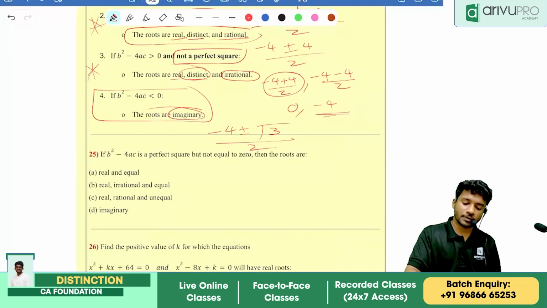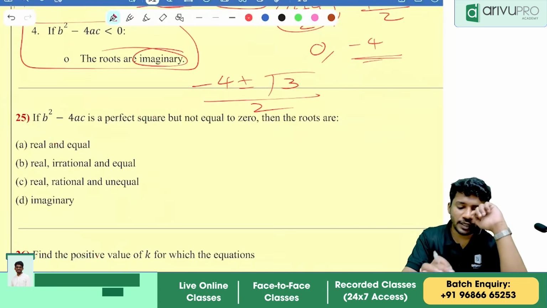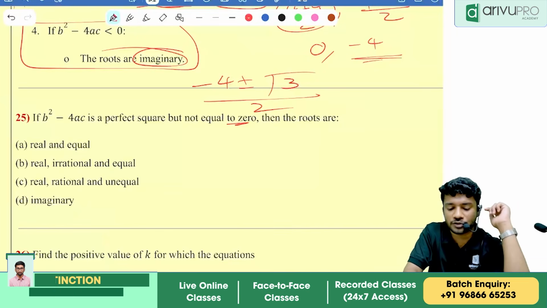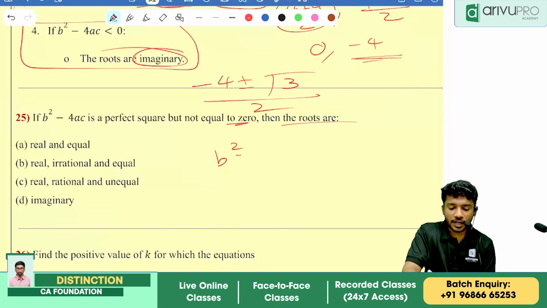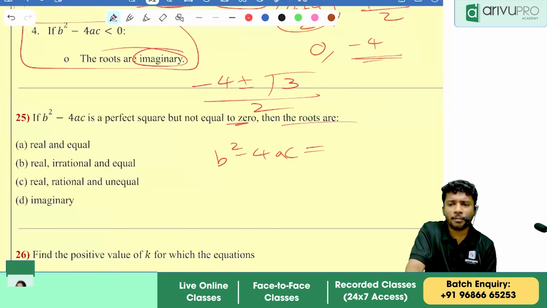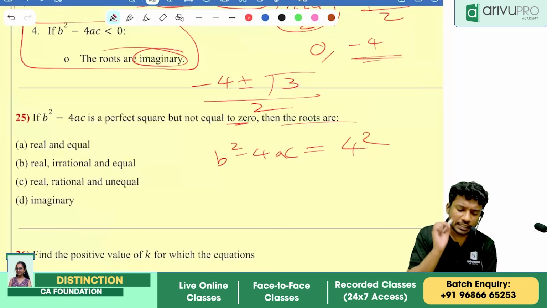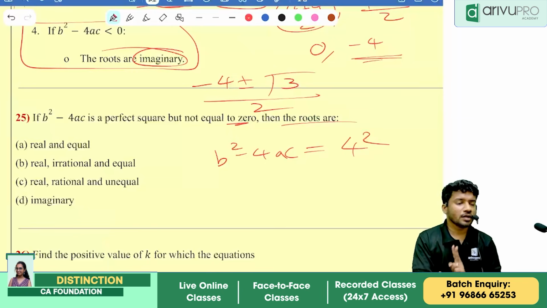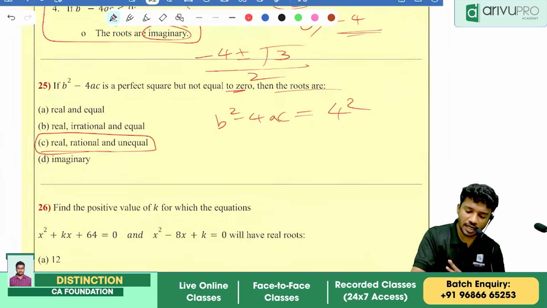Next. Get me the answer. b square minus 4ac is a perfect square but not equal to 0. The roots are what? b square minus 4ac is a perfect square, that means it is a proper square value, for example, I'll randomly write 4 square. Then the roots are real, rational and unequal. Option C is the answer.